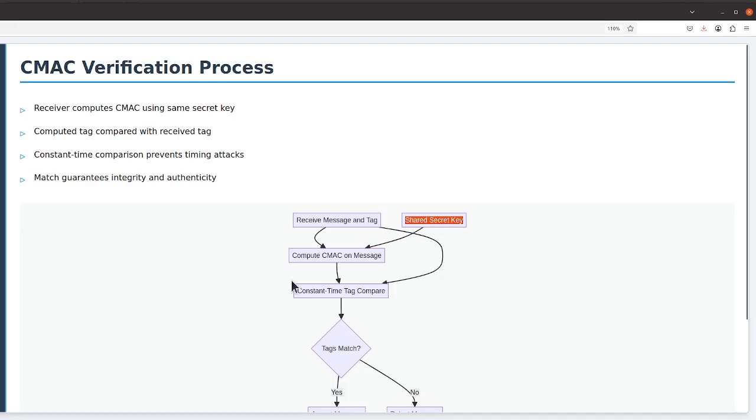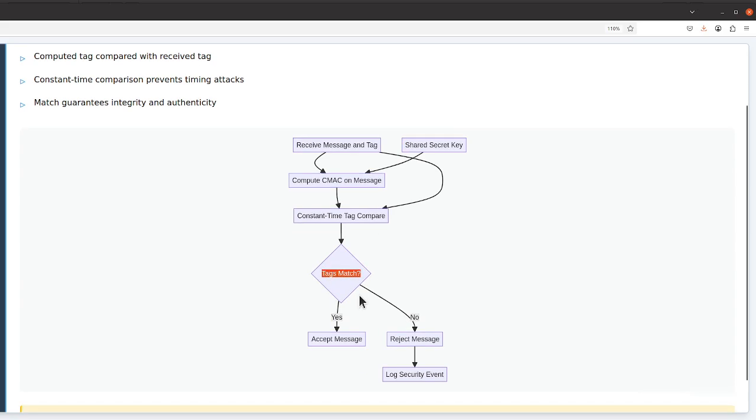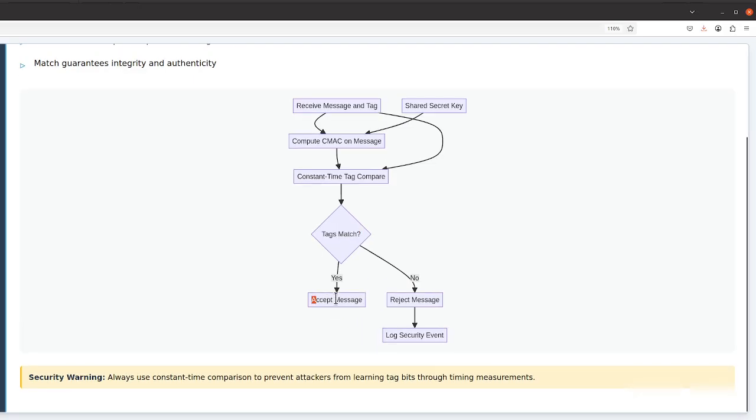The verification process starts by running the exact same CMAC generation algorithm on the received message using the shared secret key. This produces a computed tag. The critical step is comparing this computed tag with the received tag. This comparison must be done in constant time to prevent timing attacks, where an attacker tries to learn information about the correct tag by measuring how long the comparison takes.